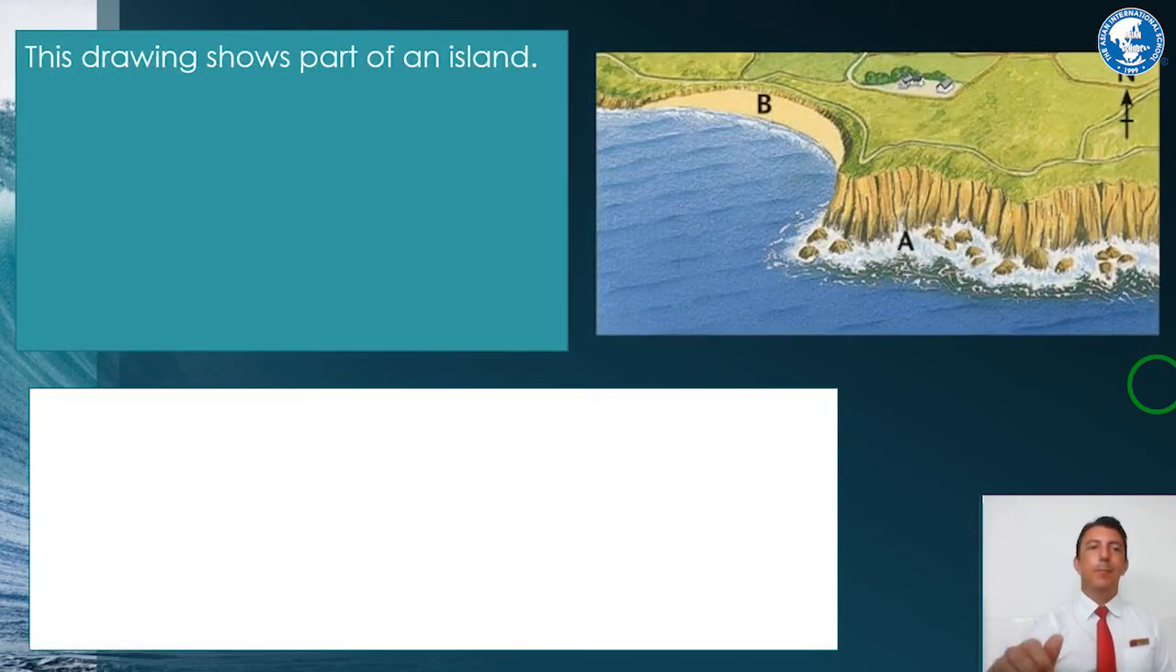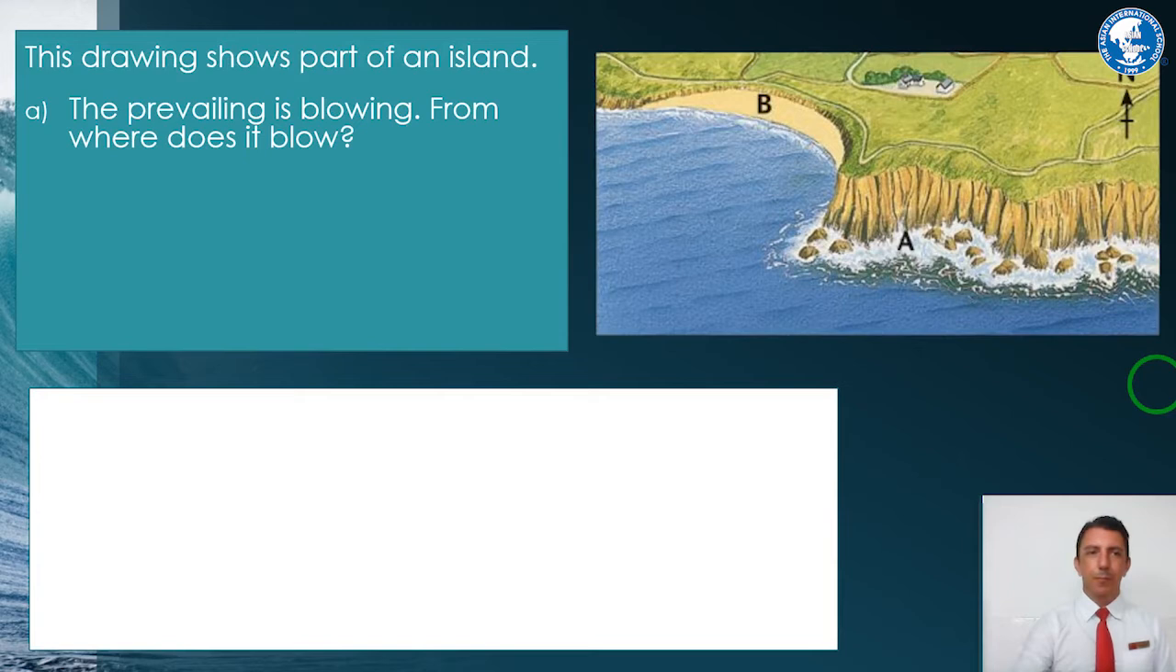Now have a look at this drawing. It shows part of an island. In the picture, the prevailing wind, or the usual wind direction, is blowing. So from where does it blow? What is the direction of this wind?